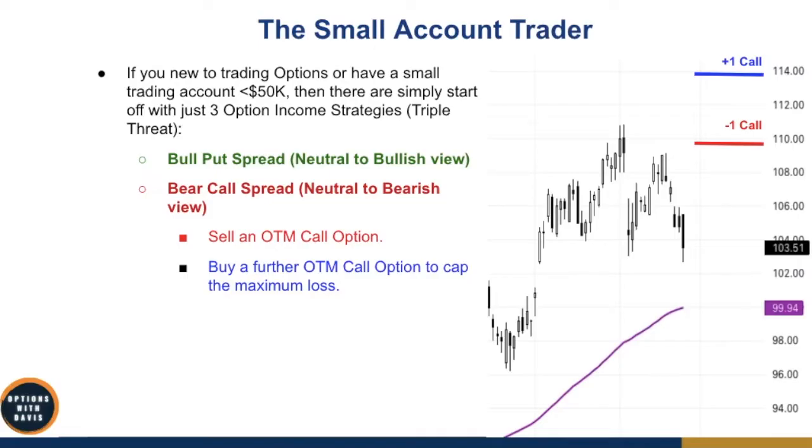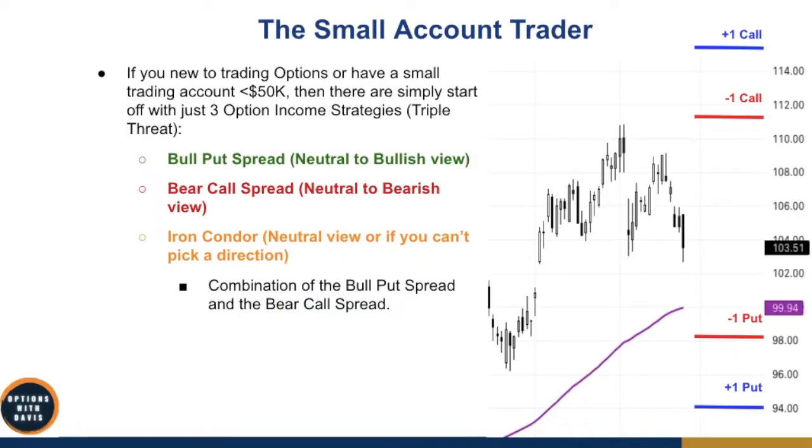Next, you have the bear call spread. The bull put spread is a neutral to bullish view, whereas the bear call spread is the opposite. It's the neutral to bearish view. Similarly, you'll be selling an out of the money call option, and then you buy a further out of the money call option to cap the maximum loss. Again, the market can just trade up, trade against you, but as long as it does not expire in the money, above your short strike, as long as it expires anywhere below this short strike, then you'll be getting the full credit on the bear call spread.